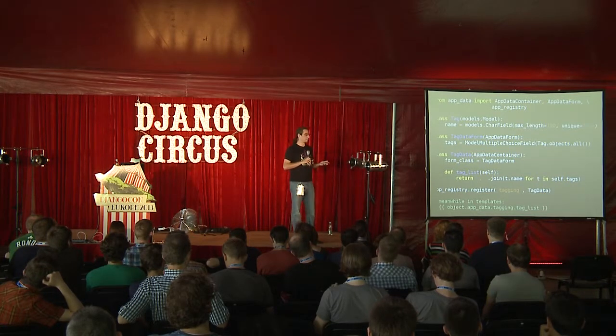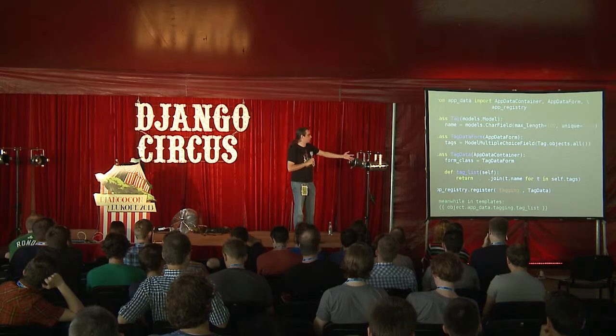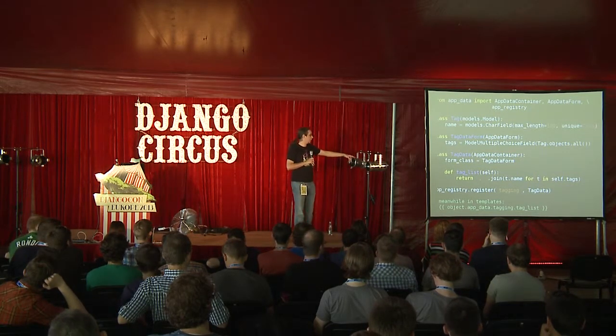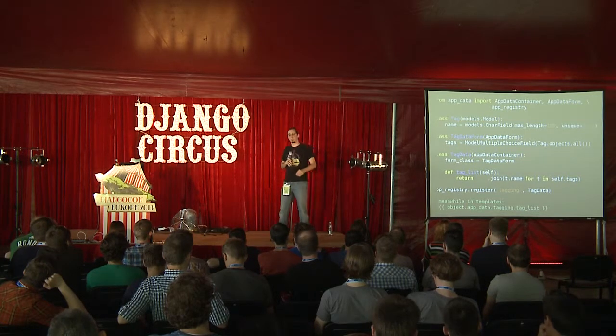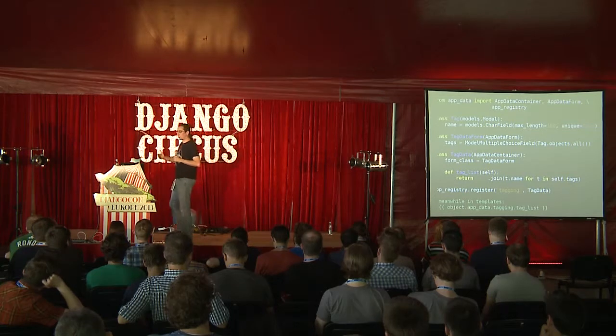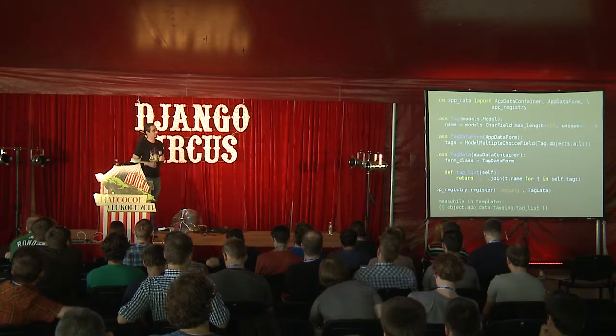So then anywhere in our code, including the templates, I can just do .updata, which is the name of the UpData field in this case, .tagging, .tag list, and it will just work. So this is a mechanism how external apps can store data in your own models.